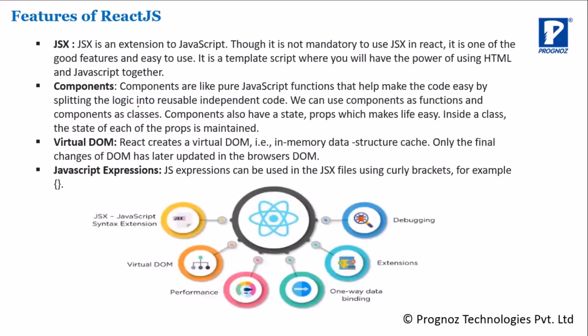First of all, we are going to discuss JSX. What is JSX? JSX is an extension to JavaScript. Simply we can say it is an advanced extension of JavaScript. It is not mandatory to use JSX in React, because we have a lot of extensions. We can use .js, we can use .tsx, we can use .jsx. Any extension we can use, and it is one of the good features and easy to use also.